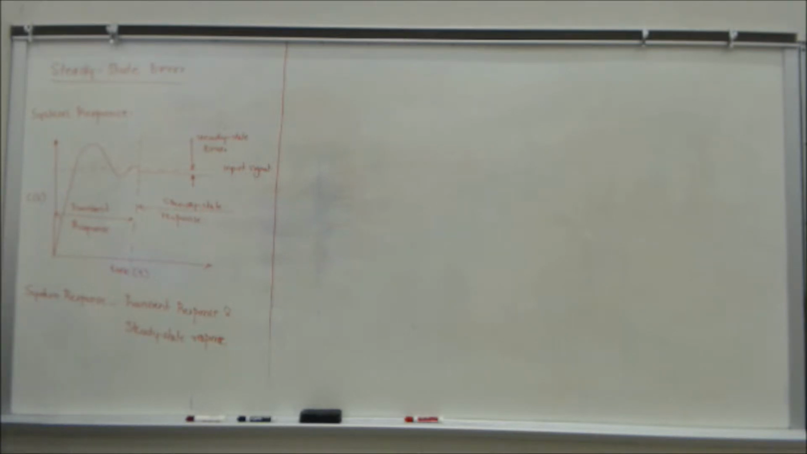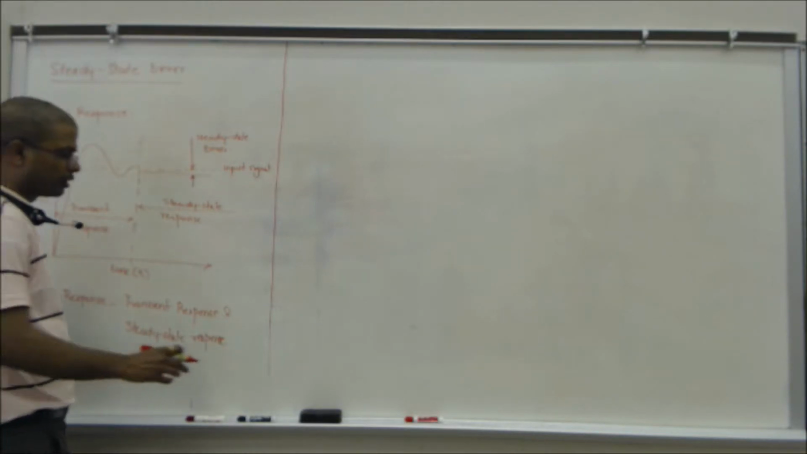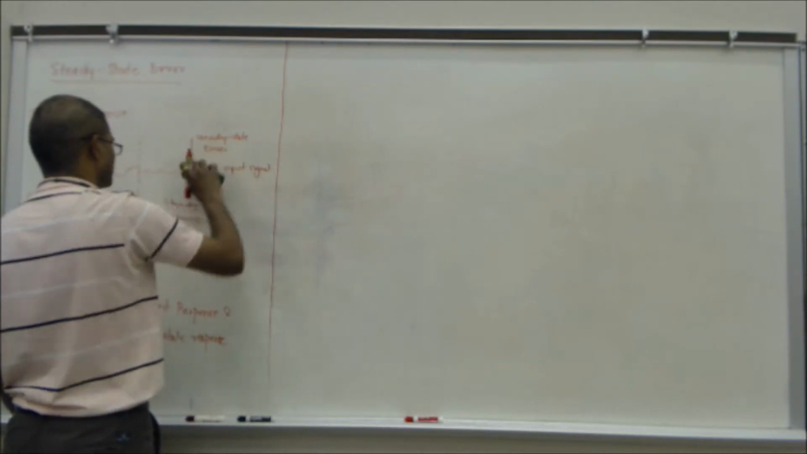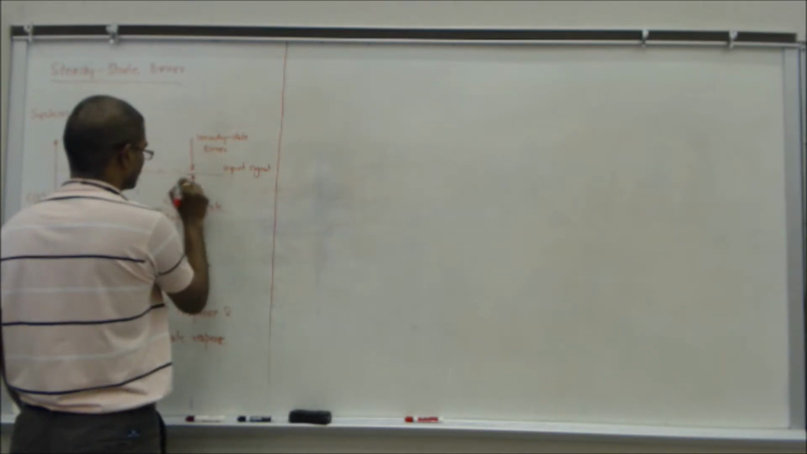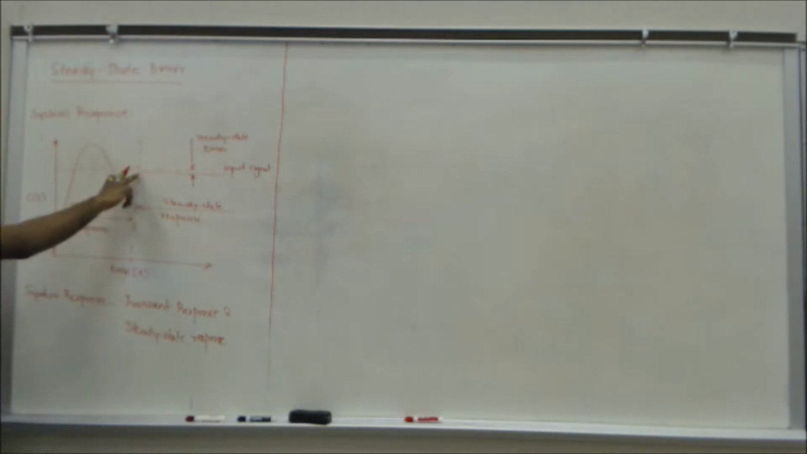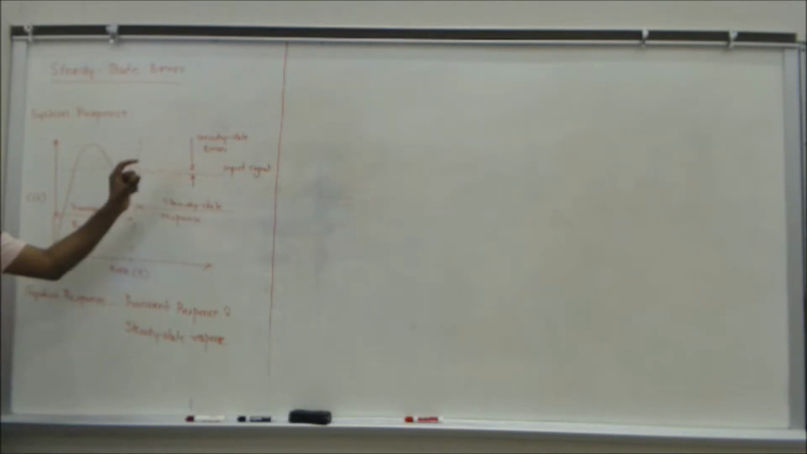So it's the difference between the input signal and the output signal after it reaches steady state. So you can say it reaches steady state at this point, and that error, the steady state error, is the difference between the input, whatever is being tracked, and what the actual output is. For example, the desired output is this dotted line. This is what you desire. But your actual output or actual response is off by a certain amount. That is your steady state error.